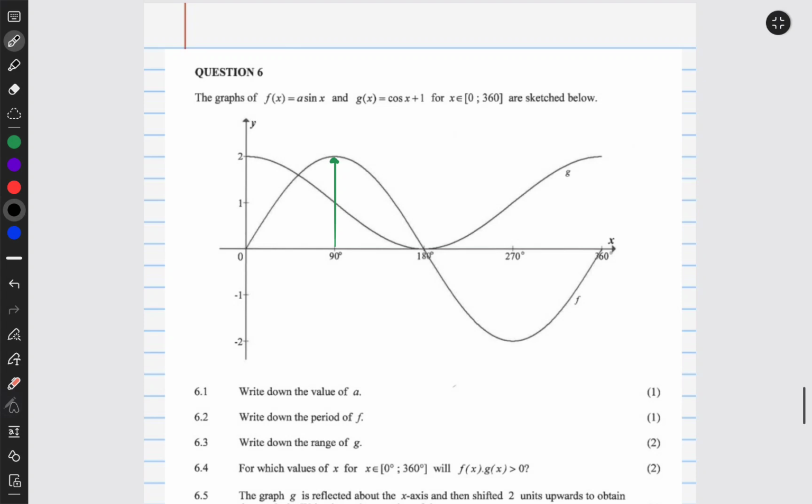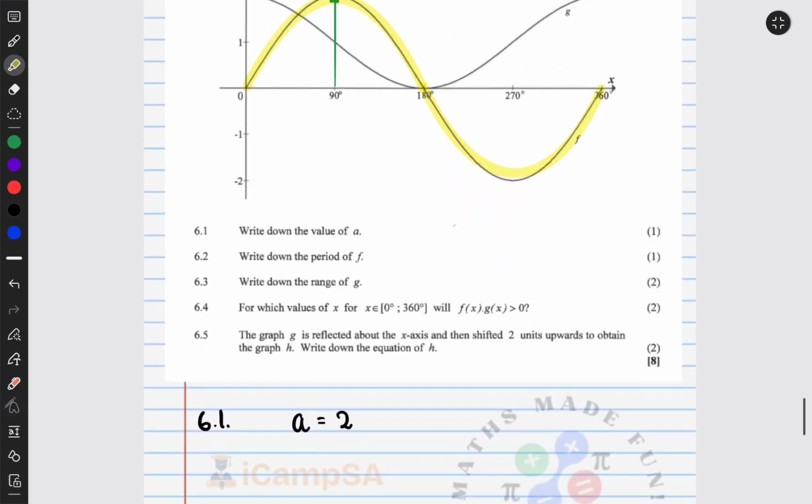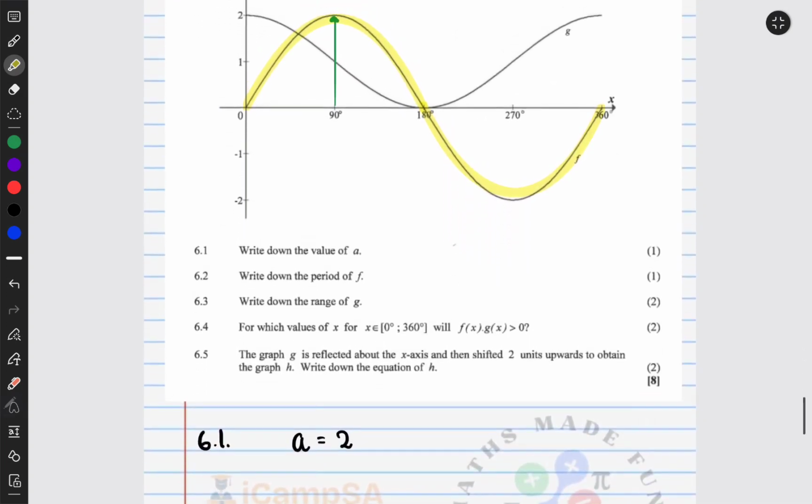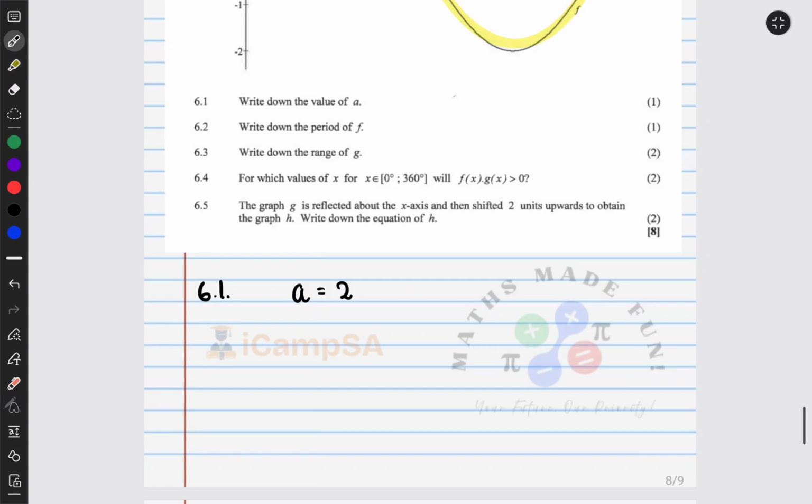And then write down the period of f, how long it takes for the sine function to complete one cycle. We know that a complete cycle for a sine function goes from 0 to 360 degrees. The period is equal to 360 degrees.